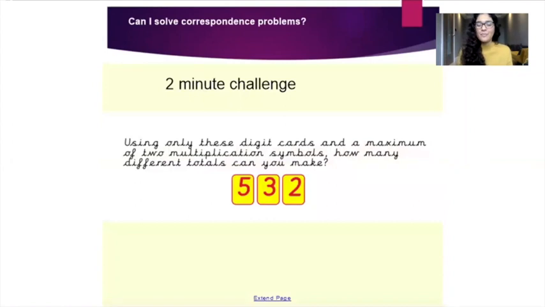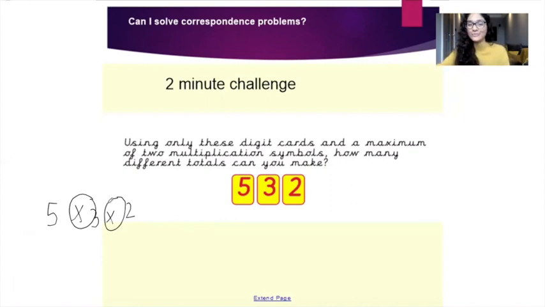We are going to start with a 2-minute challenge. Using only these digit cards and a maximum of 2 multiplication symbols, how many different totals can you make? The digits available to you are 5, 3, and 2. You can only use the times symbol twice, no more than twice. For example, one sum you could have is 5 times 3 times 2, where the multiplication symbol has just been used 2 times. So have a go, 2 minutes now to come up with as many combinations as you can think of.